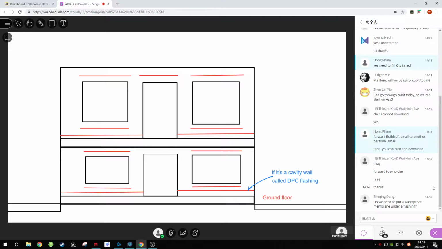Is all my flashing good? I think I need one more flashing here. Any questions for flashings? If it's a solid wall, we don't need a DPC flashing, it's just a DPC, damp proof course. But if it's a cavity wall, then you need to breach the cavity. So that's why we call them flashings. Understand?